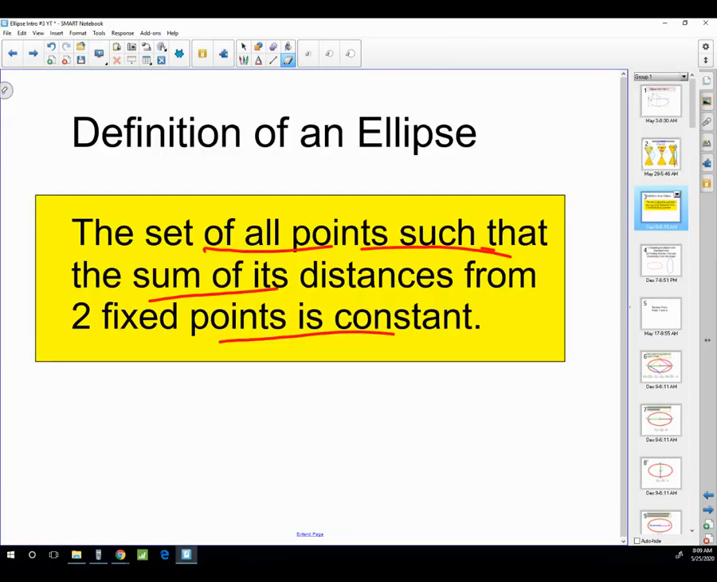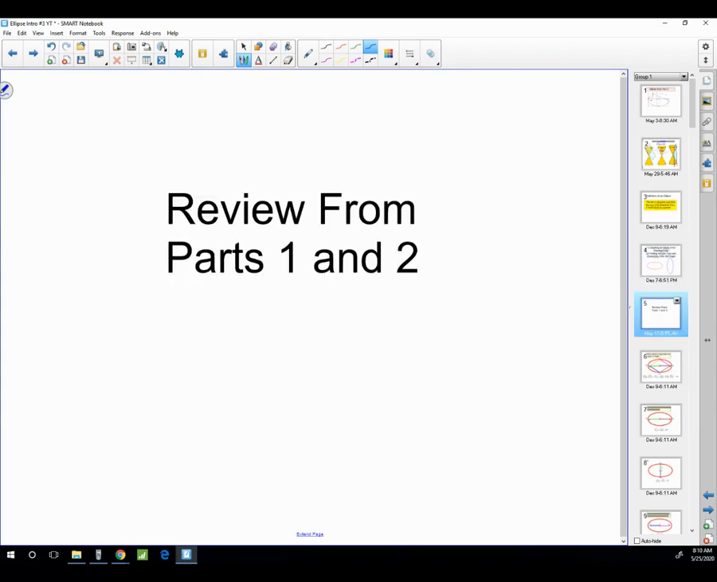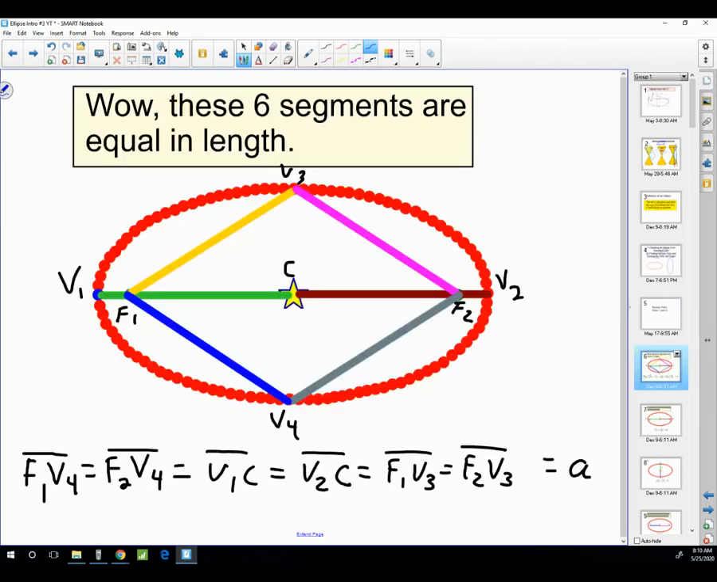No, I'm not kidding you. Today, we are graphing ellipses from standard form, which is fantastic, and finding the vertices, foci, and eccentricity from the graphs. Let's review parts 1 and 2 first.